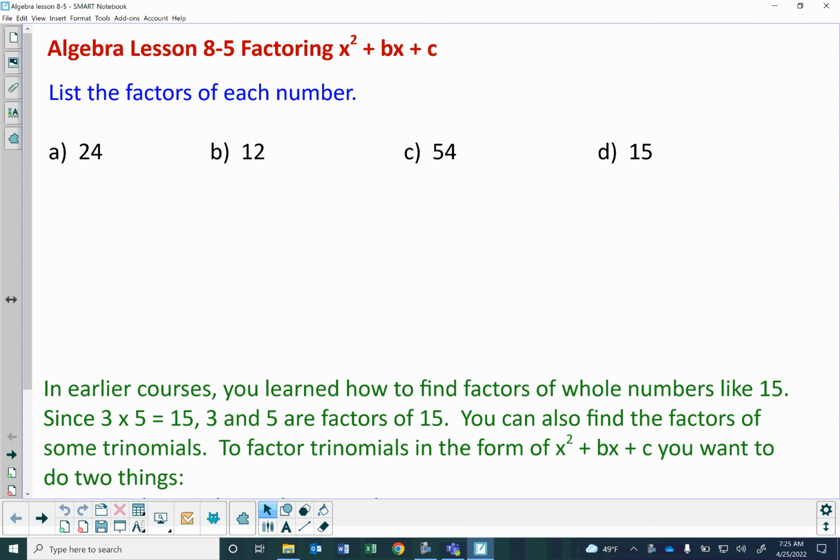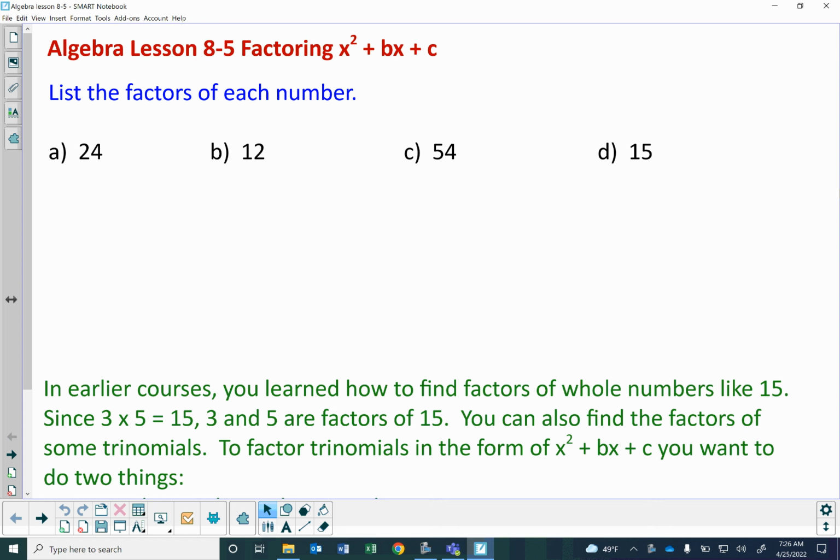This is Algebra Lesson 8-5, factoring trinomials of the form x squared plus bx plus c. Before we start this lesson, it's probably a good idea to review something that is going to be necessary during this lesson, and that is being able to factor a number. So let's take a look at the factors of each number.